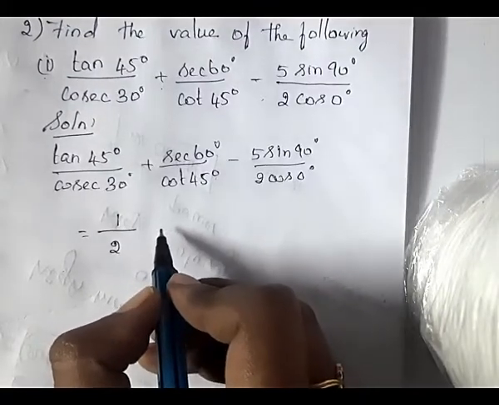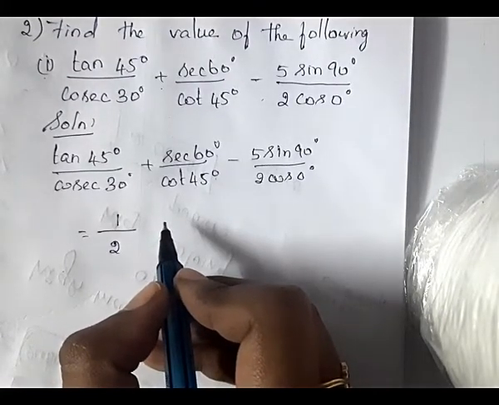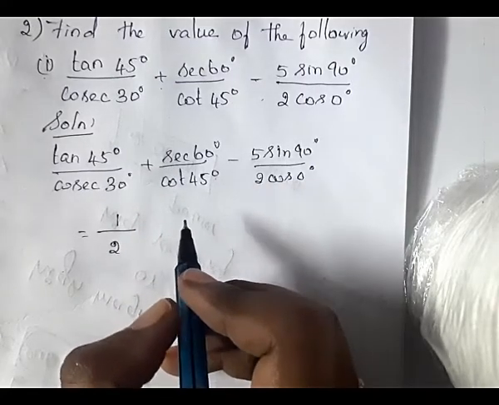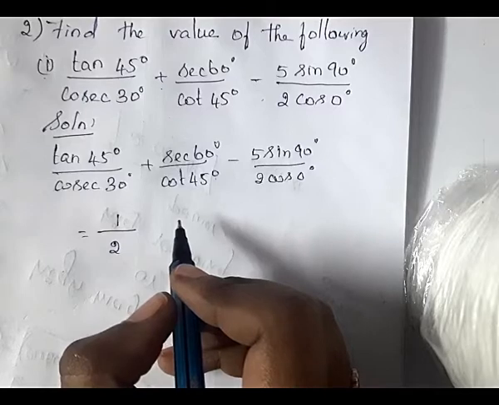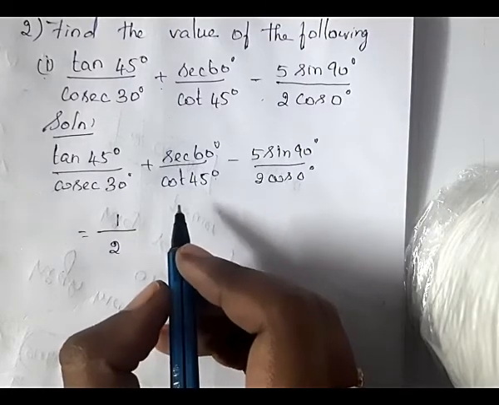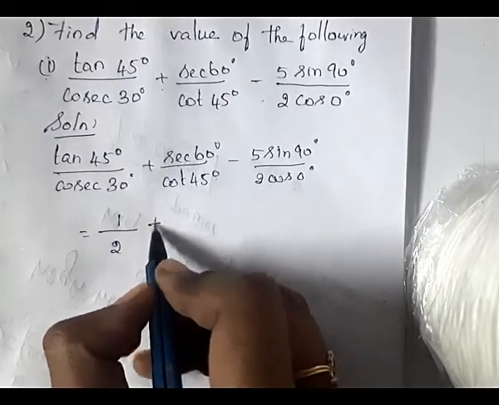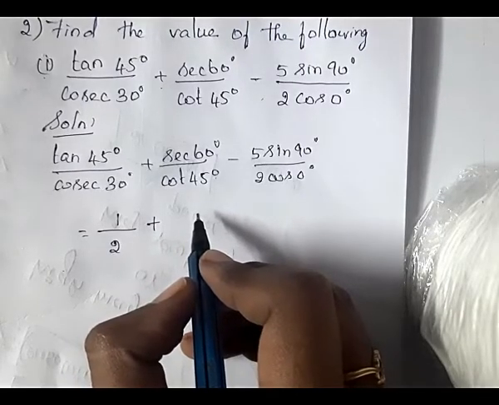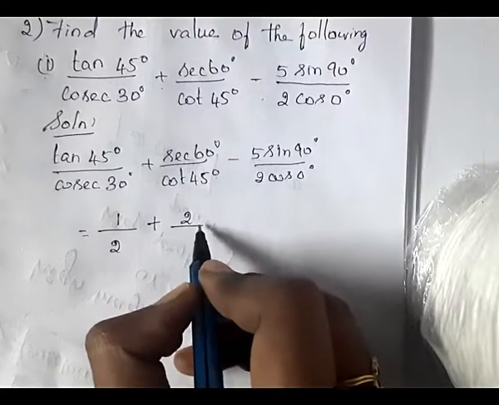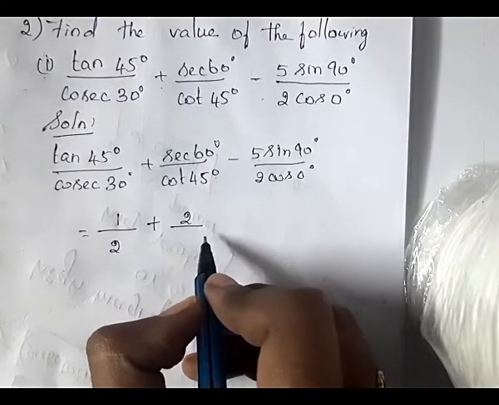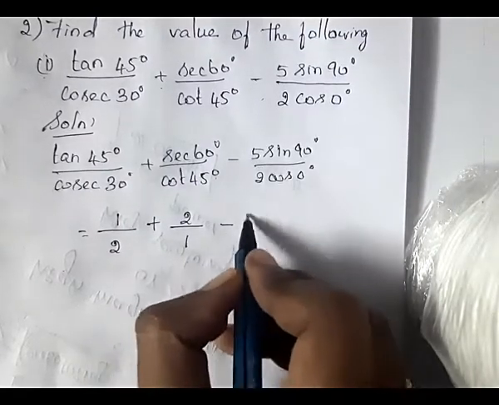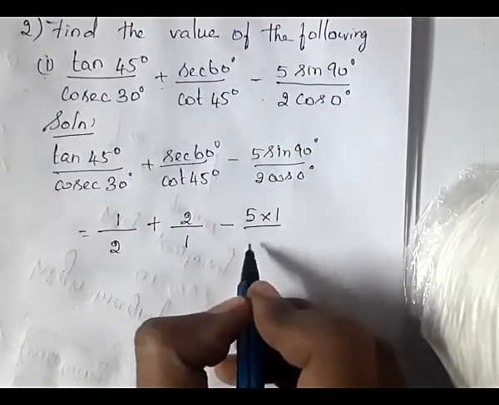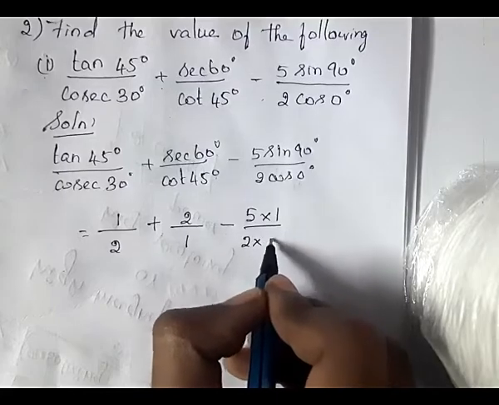I hope you know the values because last class I explained how to learn that tabular columns. You should study that. That will be useful for your 10th grade. So study it and do the problems. Then secant 60 degree value is 2. Cot 45 degree value is 1. Minus 5 into sin 90 degree value is 1, 2 into cos 0 degree value is 1.